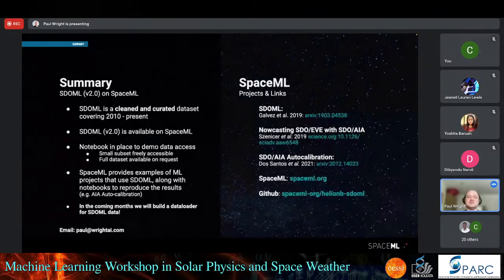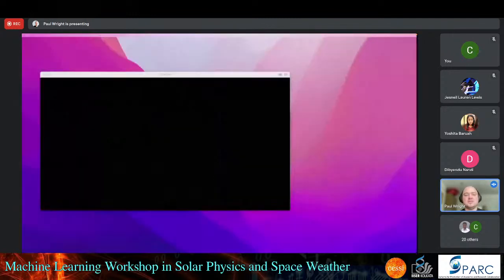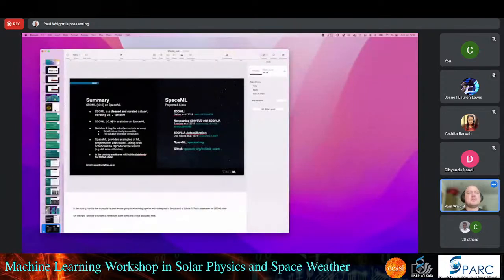The full data set is available on request. You just fill in the form and you're granted access. SpaceML provides examples of ML projects that use SDO-ML, along with notebooks to reproduce the results. In the coming months, as I said, we'll build the data loader for SDO-ML data. And on the right, I provide a number of references to the work that I've discussed here. Thank you so much.